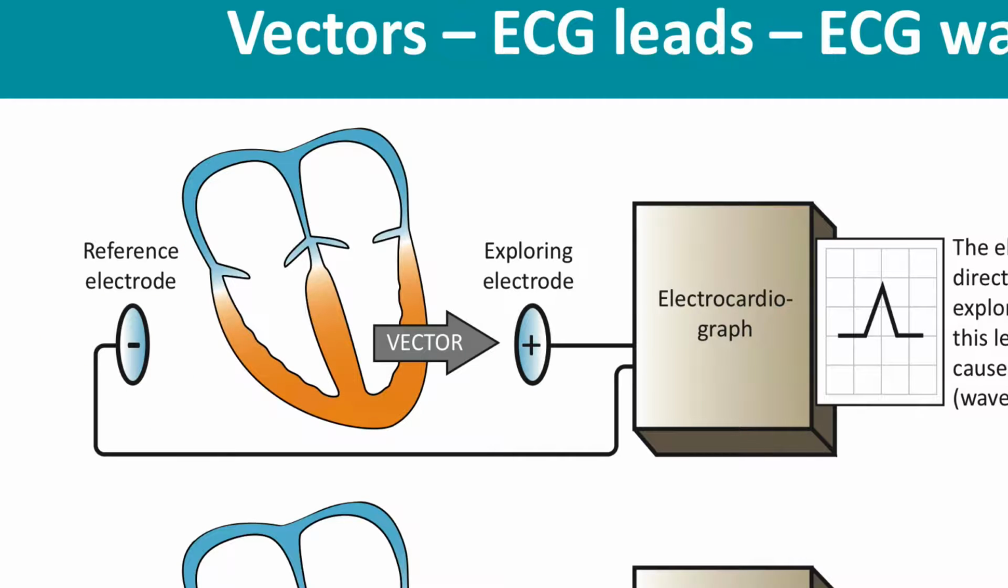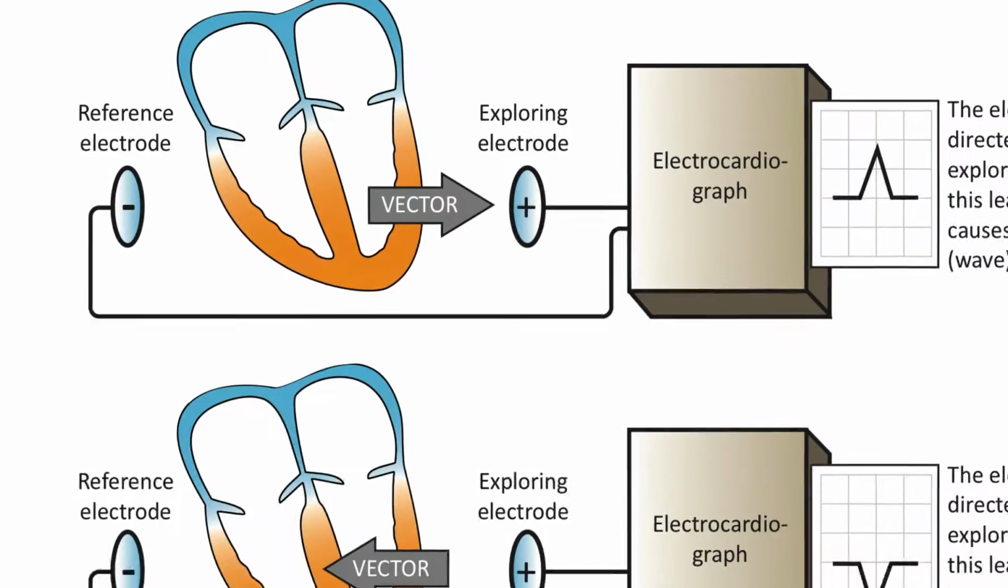And the ECG machine is programmed such that if an electrical current travels towards the positive electrode, it will generate a positive wave on the ECG curve. Again, this lead is obtained by using two electrodes. One of the electrodes is positive and the other one is negative. If the electrical vector travels towards the positive, it will yield a positive wave on the ECG curve. And the opposite is also true.